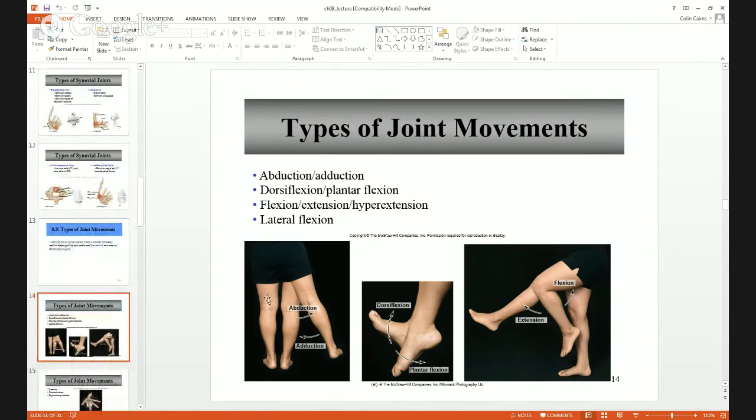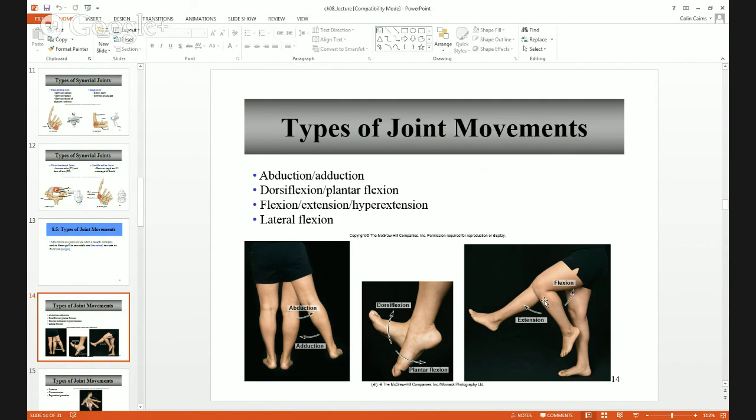And let's talk about some of the types of movement. Abduction, moving away from the midline. Adduction, moving toward the midline. Dorsiflexion, flexing your foot upward, or plantar flexion, flexing it downward. Then you have flexion, extension, and hyperextension.